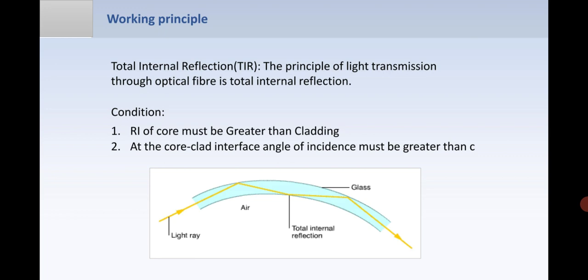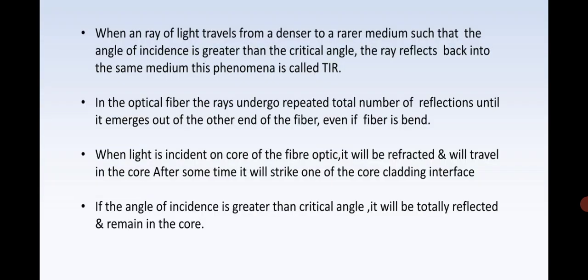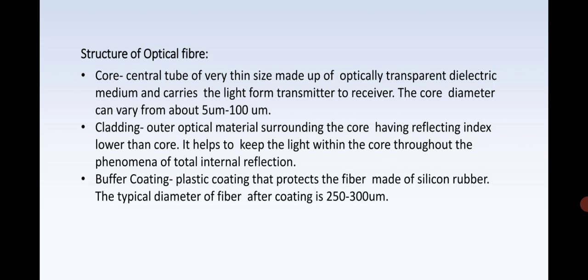Now the main point, the working principle of an optical fiber. The working principle of an optical fiber is total internal reflection. The principle of light transmission through an optical fiber is total internal reflection. The conditions are: the refractive index of the core must be greater than the cladding, and at the core-cladding interface, the angle of incidence must be greater than the critical angle. When a ray of light travels from the denser medium to the rarer medium and the angle of incidence is greater than the critical angle, the ray reflects back into the same medium. That is total internal reflection.